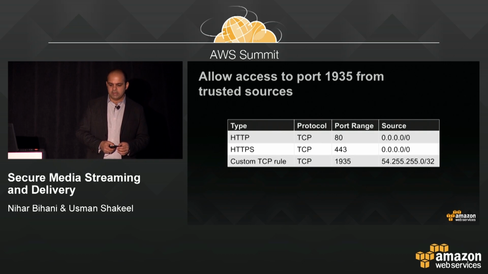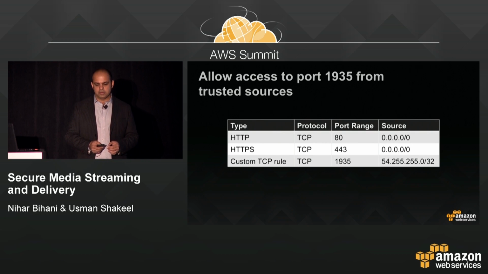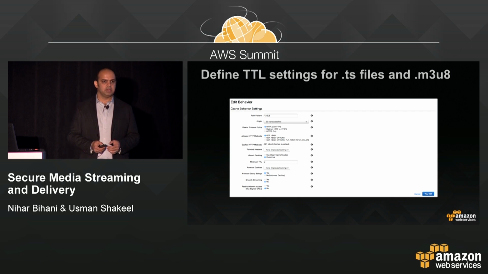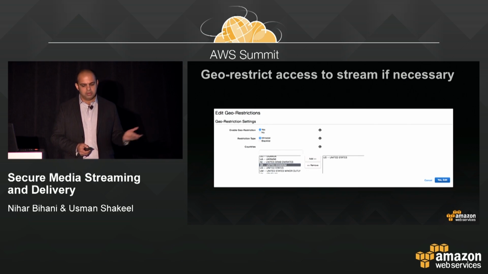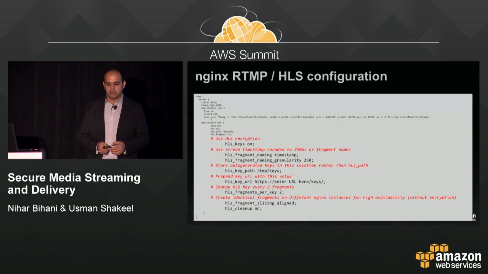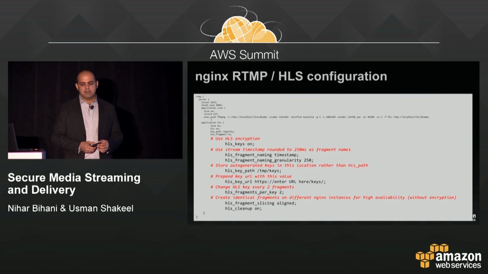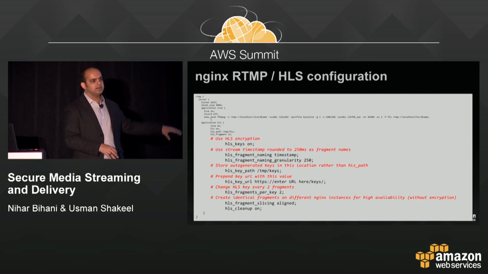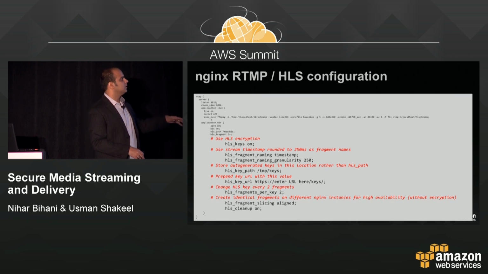So these are the settings that you set at the EC2 instance level. Very quickly, this is the behavior for TS files and M3U8 files for TTLs. You can geo-restrict on CloudFront. This is the RTMP HLS configuration on the nginx layer, which is where my EC2 instance had this configuration. I'm going to mention a few things here very quickly.